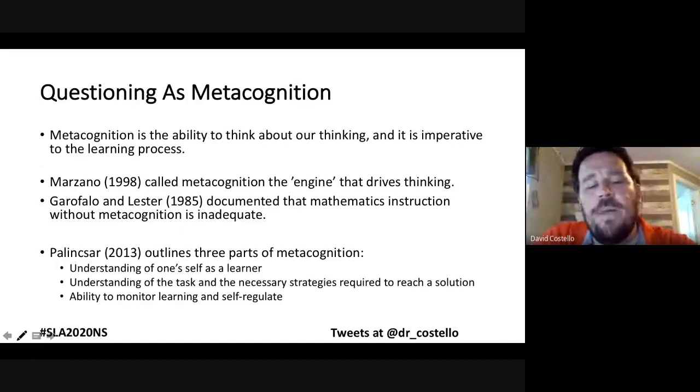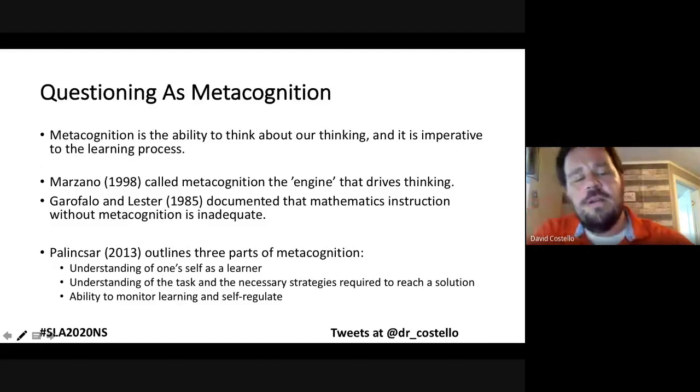Palincsar outlines 3 parts of metacognition. The first part is an understanding of oneself as a learner, so you understand how you are as a learner. The second part is an understanding of the task being given and the necessary strategies required to reach a solution. And the third one is the ability to monitor learning and to self-regulate.